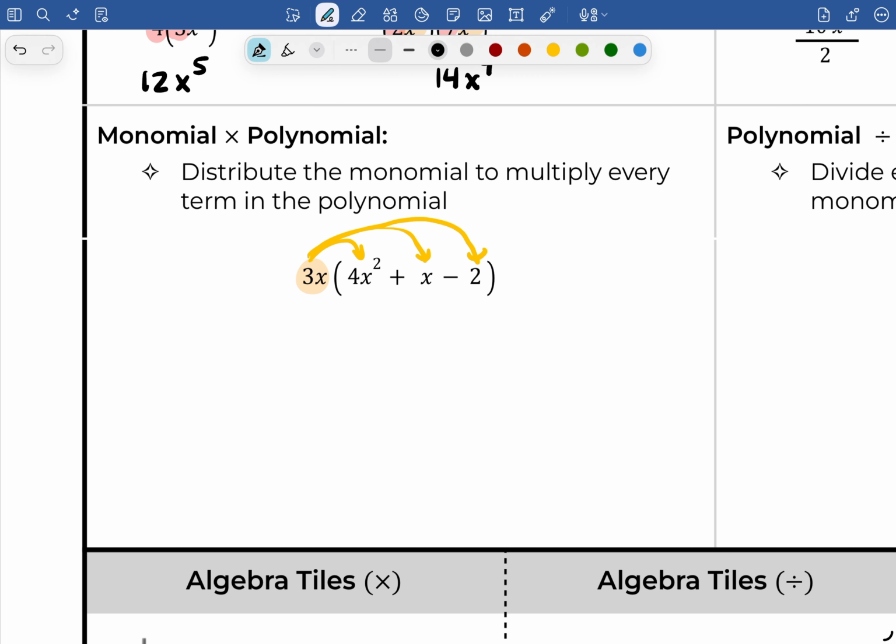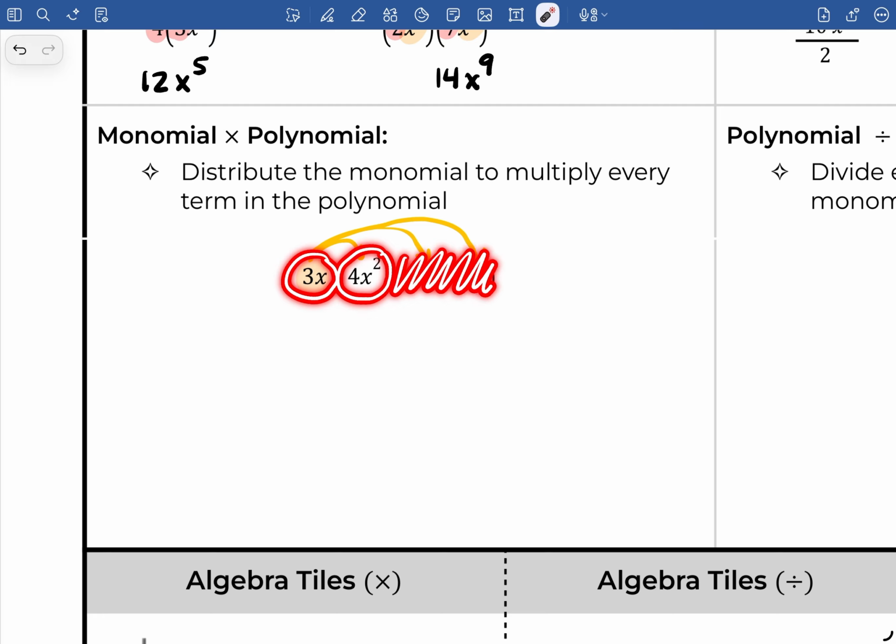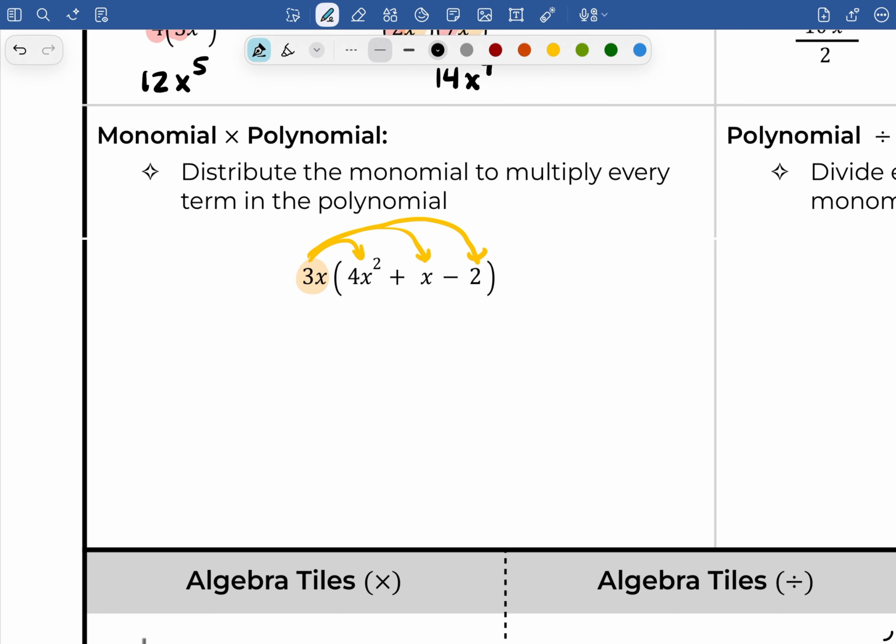Again, if you want to cross things out as you go to make sure you don't miss anything, or just to keep yourself organized, absolutely go for it. But we're first focusing on just this part, forgetting any of that stuff there. So 3x times 4x squared will give us 12x cubed. And then we're done with that.